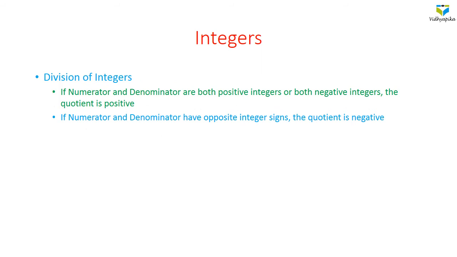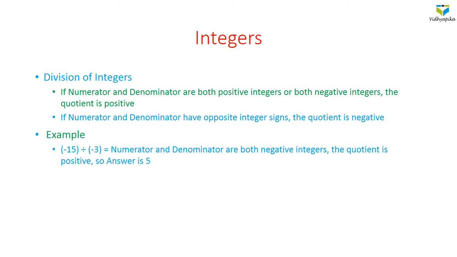Finally, let us look at division of integers. If numerator and denominator are both positive integers or both negative integers, the quotient is positive. If numerator and denominator have opposite integer signs, the quotient is negative. Let us see some examples to understand this.